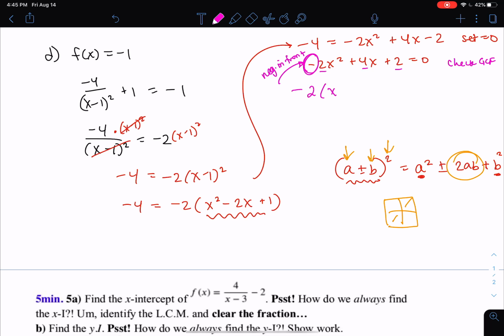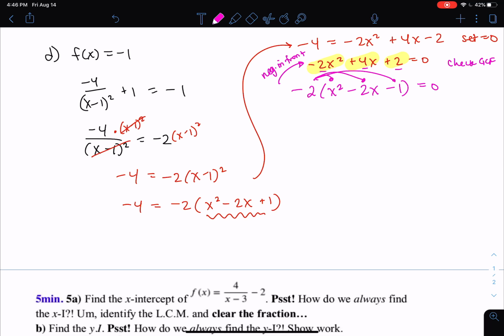Then I'm left with x squared. Now, by taking out the negative, all my signs will flip, so that'll become minus 2x, and this plus 2 will become minus 1. And I can check it by redistributing in my head. Negative 2 times x squared gives me negative 2x squared. Negative 2 times negative 2x gives me positive 4x. That's good. And then the negative 2 times negative 1 gives me a positive 2. Good to go. Now I'll see if I can factor this guy.